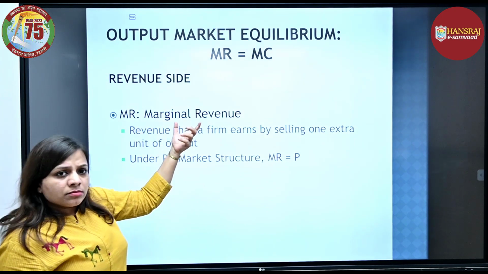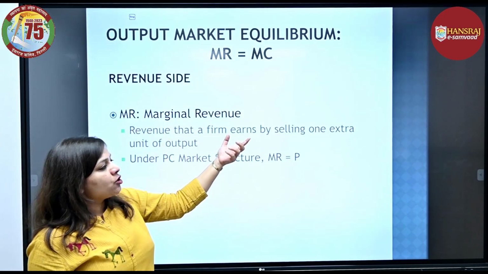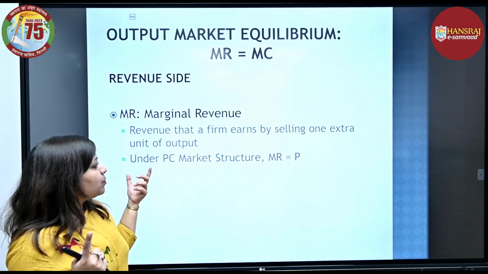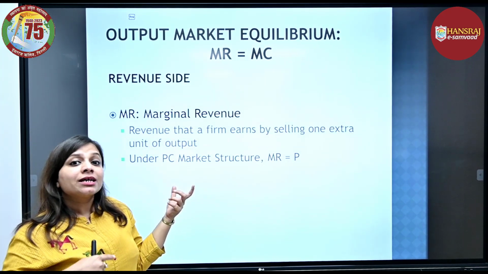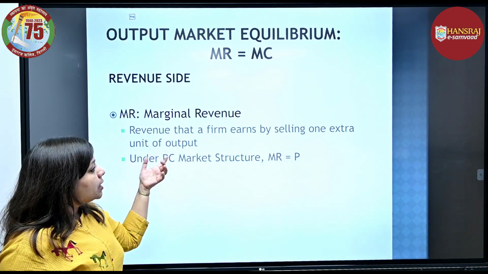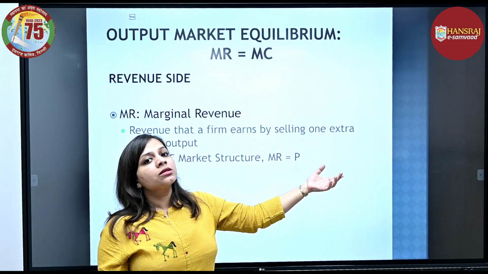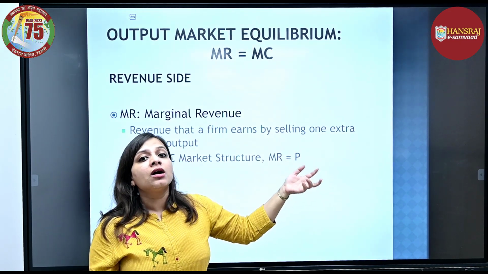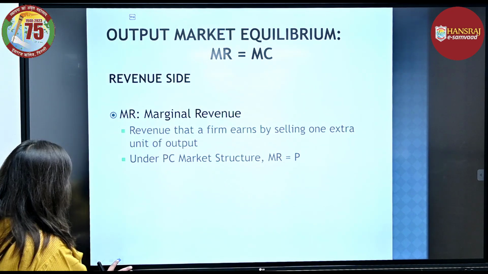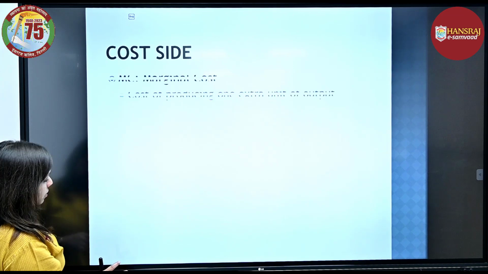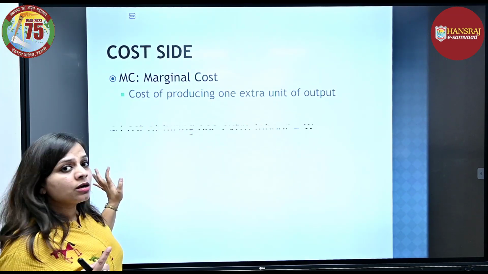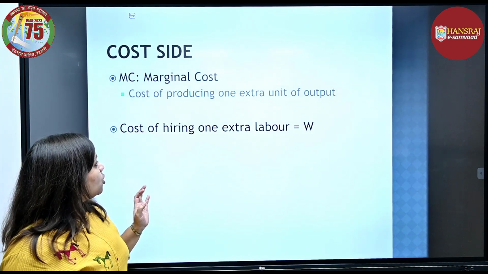So MR by definition is the revenue that the firm is earning by selling one extra unit of output. And in perfectly competitive market structure, remember again and again I am saying that this is for perfectly competitive market structure, your marginal revenue is equal to price because firms are price takers. So MR is simply price. This is the revenue side. On the cost side is marginal cost, which is the cost of producing one extra unit of output.